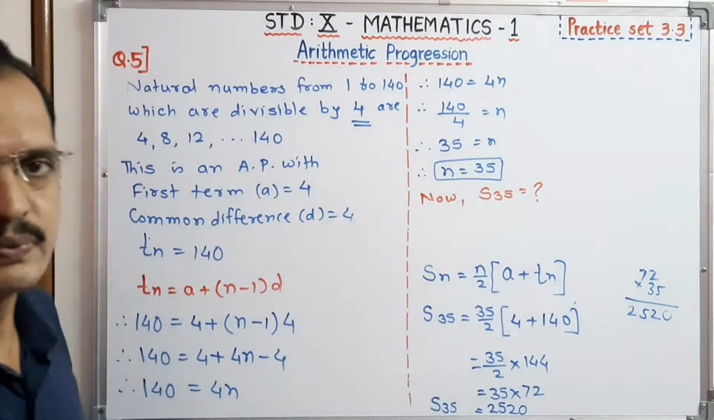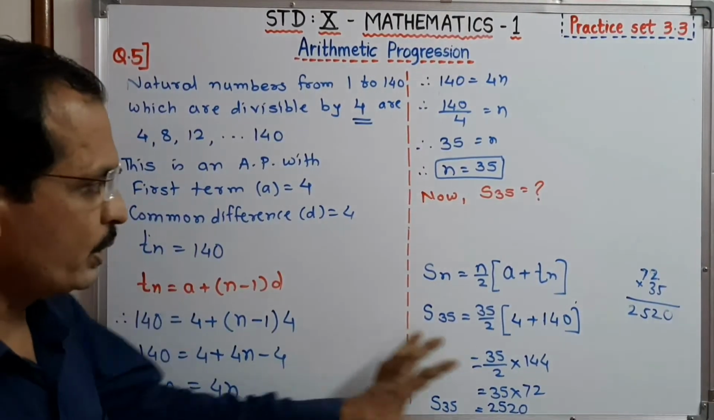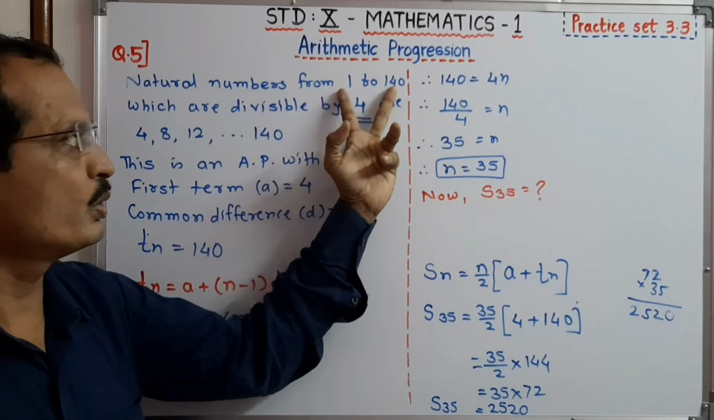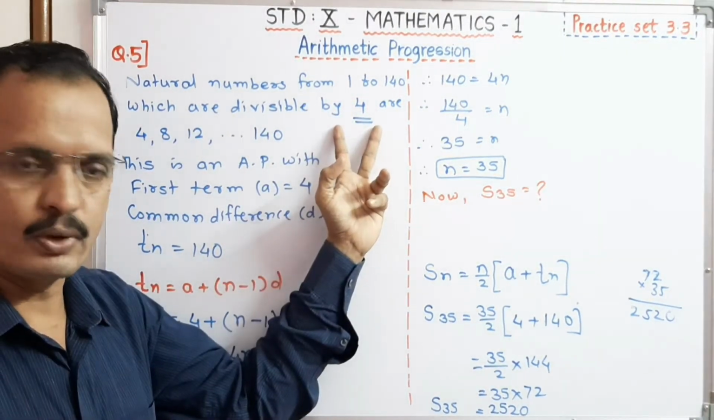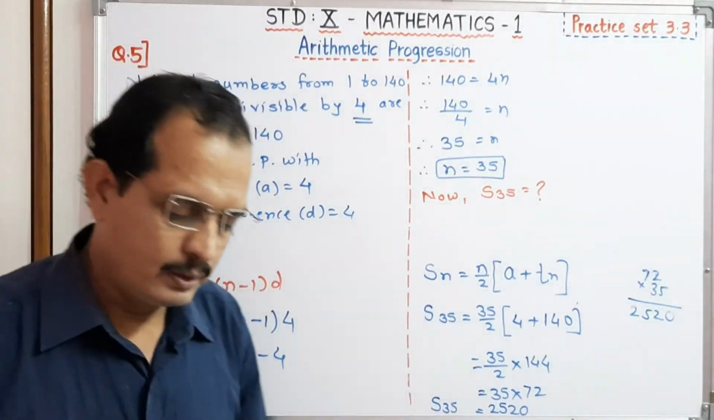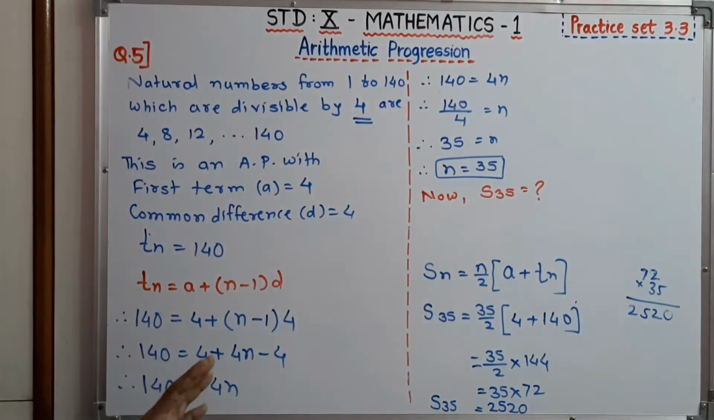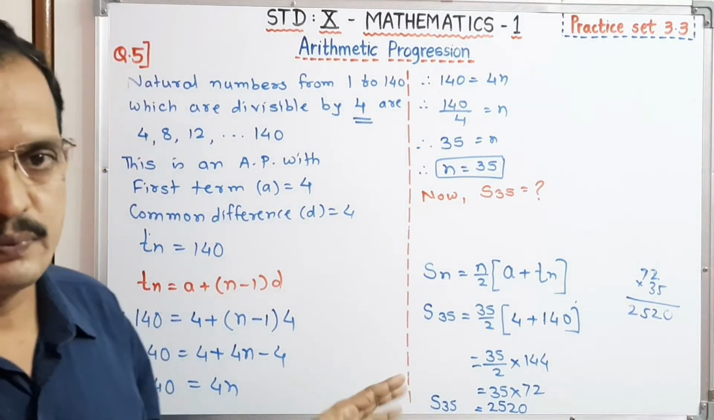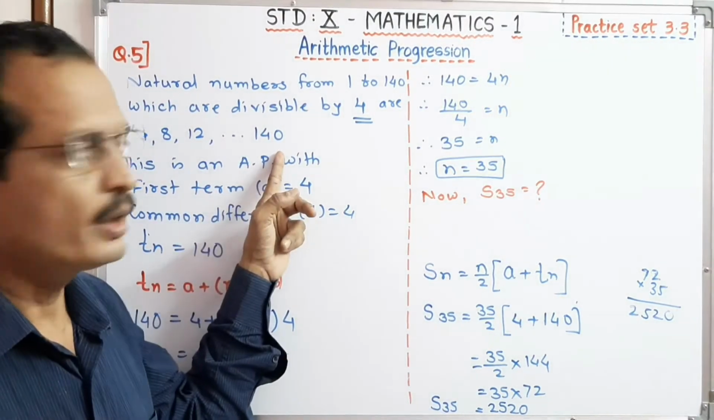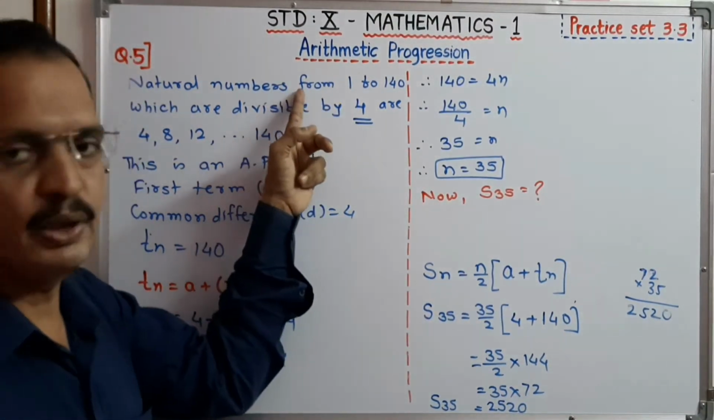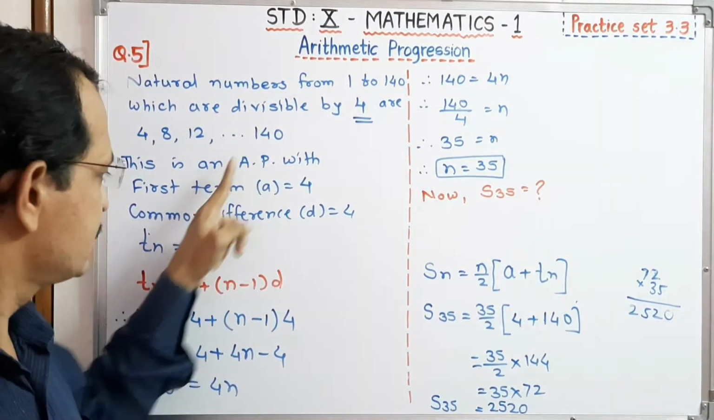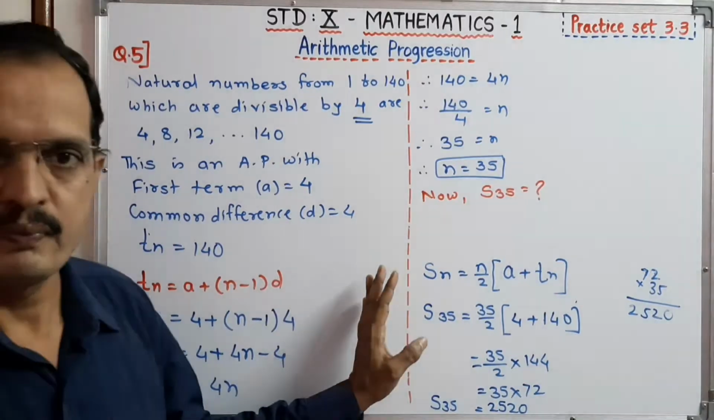Therefore dear students, we write the final answer: the sum of all the numbers from 1 to 140 which are divisible by 4 is 2520. Write down this sum and try to solve this sum by using 136 as the last term. That means use the word between 1 to 140, then here it is 136, and then further you have to solve.